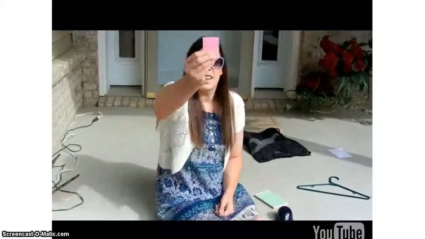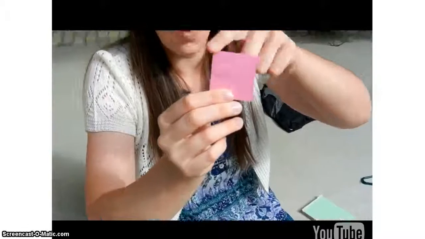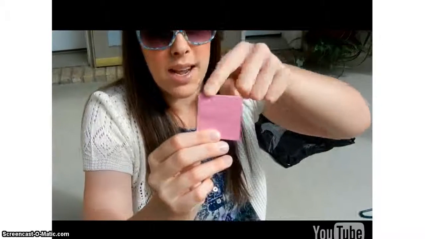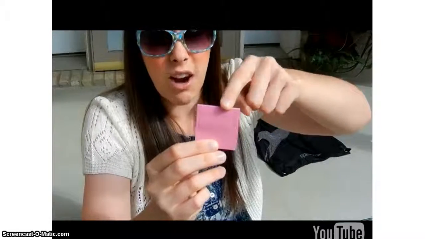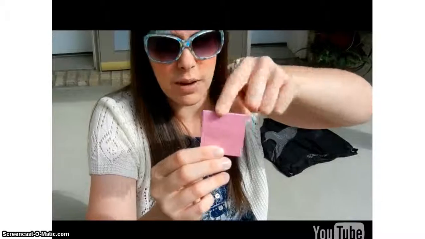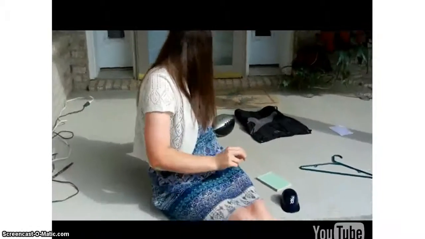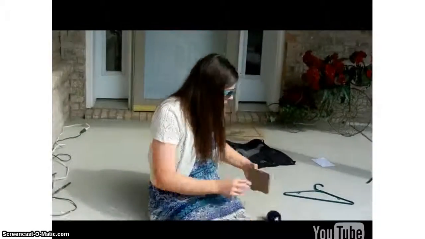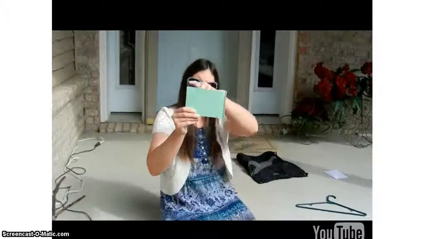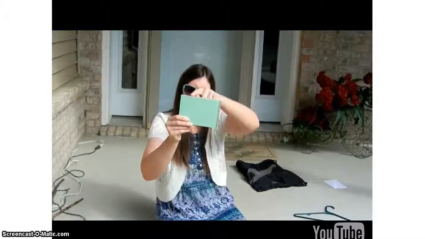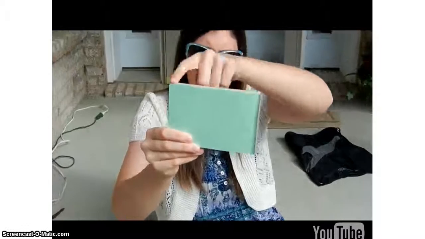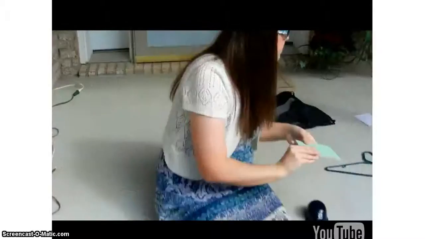Okay, here's some Post-its. We use these every day in class. This corner is a right angle. Right angles are 90 degrees right here. Put this with my football. This notepad right here, this side is a straight angle. It is 180 degrees, a straight angle.